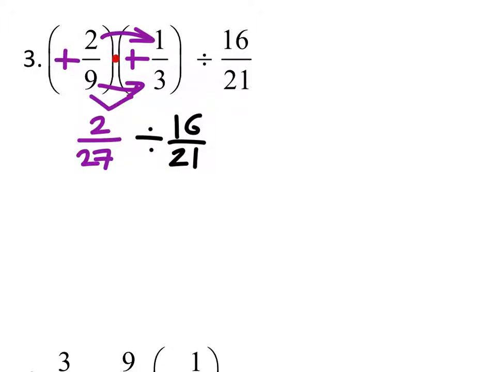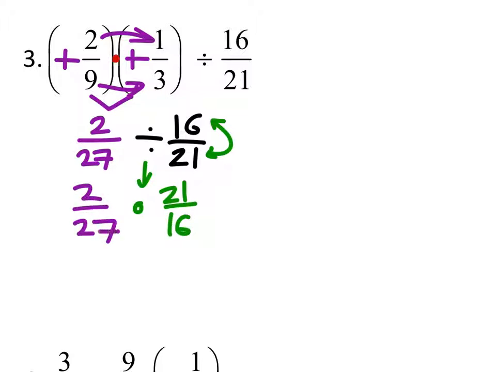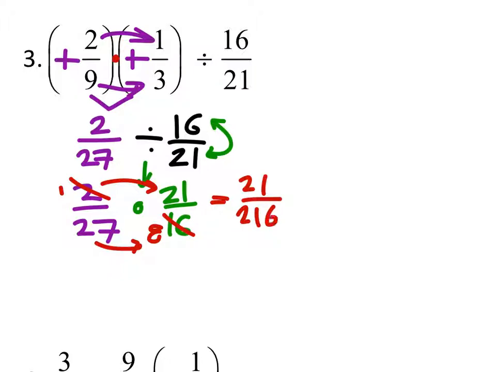So I got 2 over 27 divided by 16 over 21. And from here, we'll change the division to multiplication, but we'll reciprocate this fraction to make it 21/16. So I end up with 2 over 27 times 21 over 16. Now it may be a little helpful to simplify this stuff. 2 and 16, that'd be 1/8. And 21 and 27 can be simplified, but let's do that later. 1 times 21 is 21. And 27 times 8, 216.